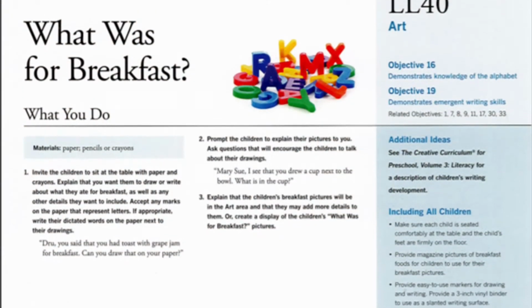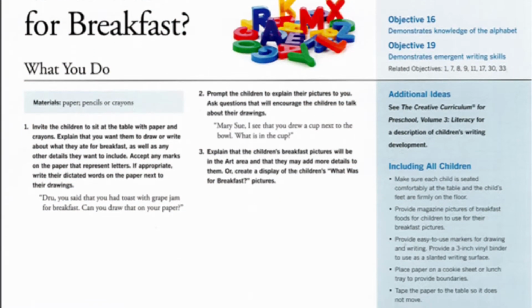This is Teacher Febe, and today I'll be demonstrating an activity using the Intentional Teaching Card LL40. What was for breakfast? The objective of this activity is to demonstrate emerging writing skills and alphabet knowledge.